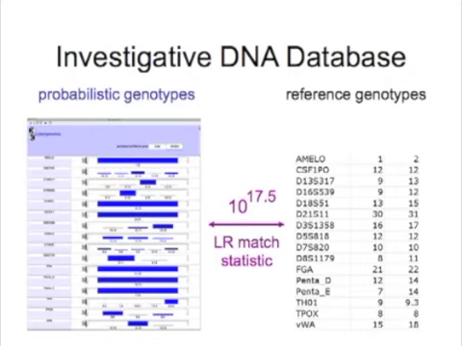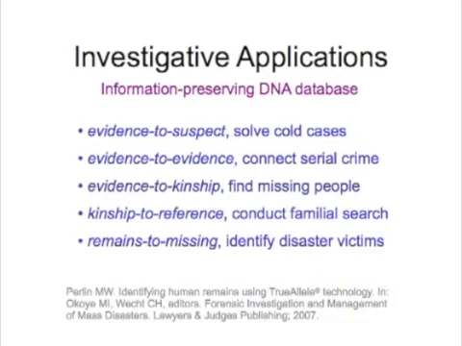You'd be able to solve cold cases with evidence to suspect matches, whether it was to implicate or exonerate someone. The science doesn't care which side you're on. Evidence to evidence cases to connect serial crimes. Evidence to kinship to find missing people. Evidence to reference for familial search, as we spoke about here 2 years ago at this meeting. And identifying victim remains, like we did for the World Trade Center for 18,000 victim remains. These are all things that information-preserving DNA databases can do.